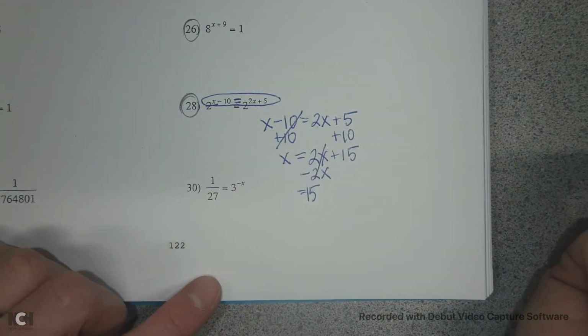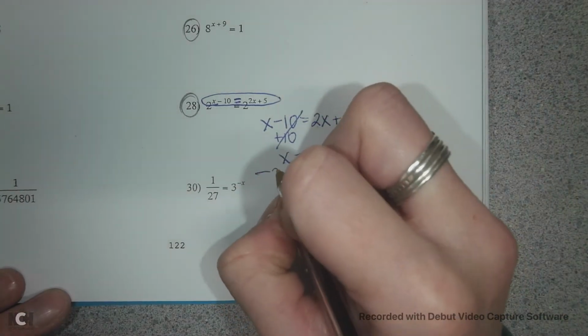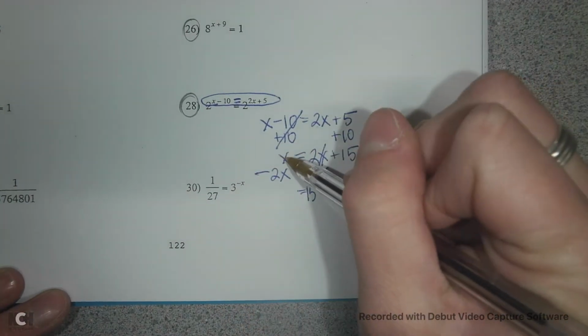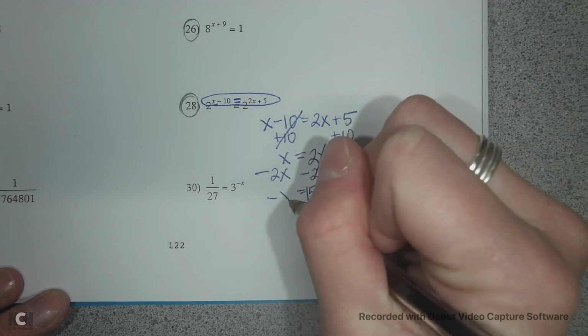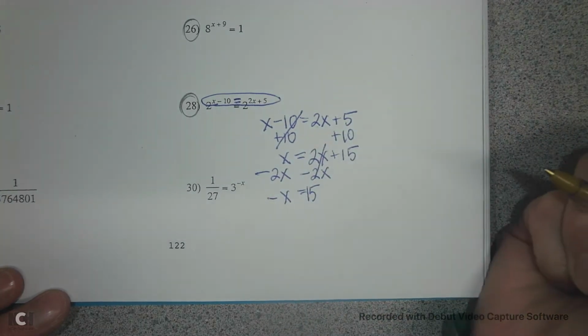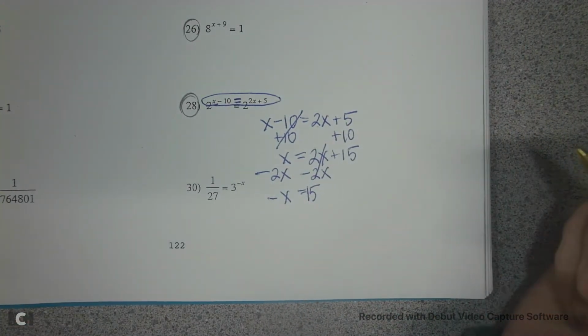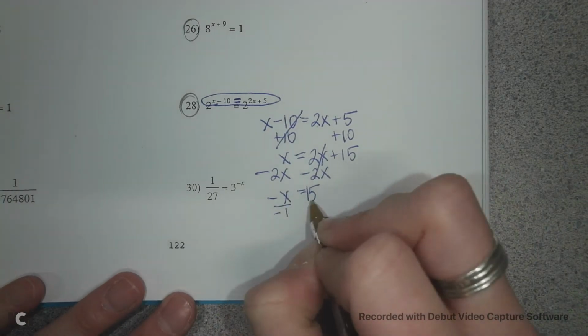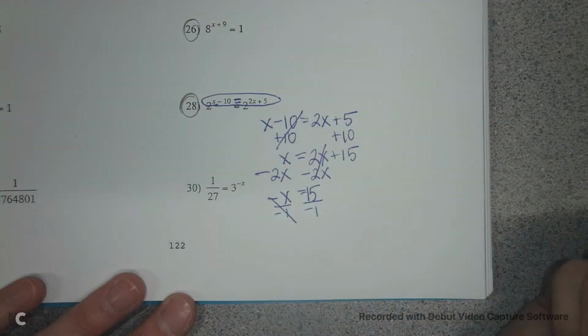Sorry, I migrated down a little. And then I also have to take 2x away over here. Well, if I have 1x and I take 2 away, then I'm left with negative x. But I can't have a negative in front of my variable when I'm solving, so we're going to divide each side by negative 1, or flip the signs of everything.